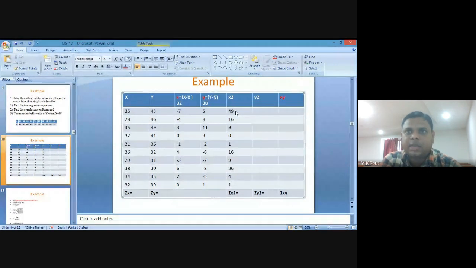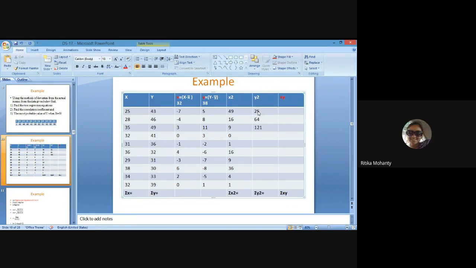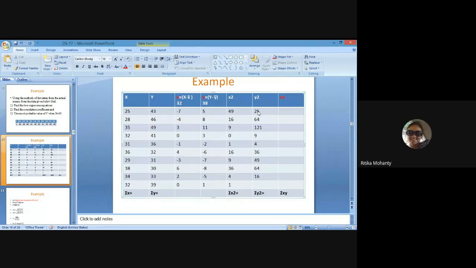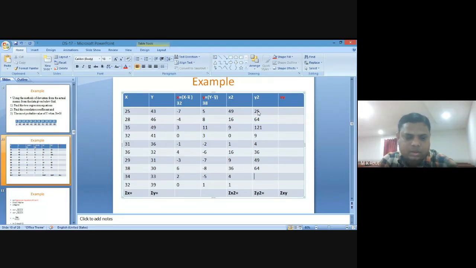Clear? Similarly, the next one is y square. First one is how much? 25. The next one is 64. Next one is 121. Next, 9. Next one, 4. Then 36. The next is 49. 64. Next one is 25. 1. 25. 1. Last one is 1.